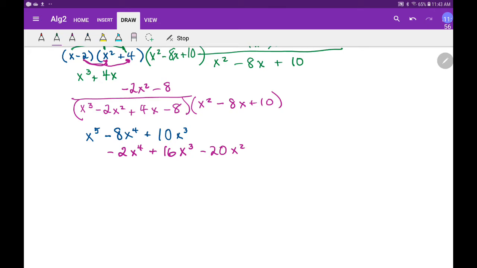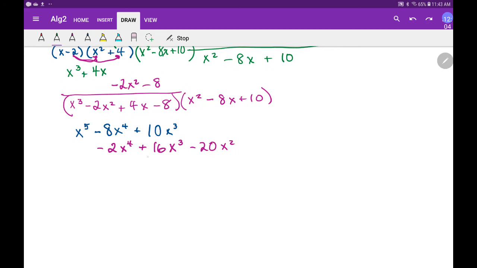Let's see, we'll go with 4x times each one of these. And we get 4x times x squared is 4x to the third. Notice that I line it up with x to the third. 4 times negative 8x, 4x is what I meant to say, is negative 32x squared. 4x times 10 is 40x.